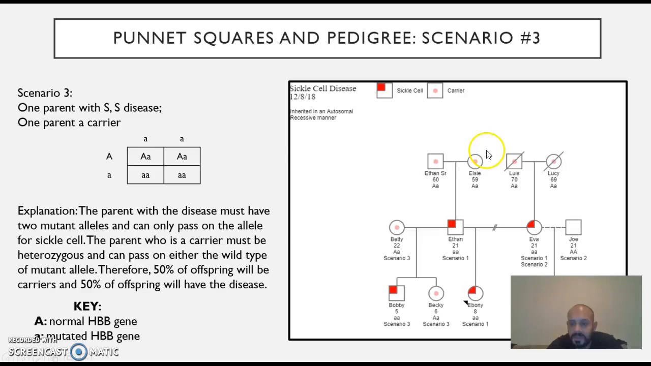Also, what I like to point out is that if you look at this inheritance pattern, we could also tell that it's an autosomal recessive inheritance pattern, and that it's not sex-linked, because you see the males and the females in equal proportion are both getting or passing on this gene and inheriting the disease. And you can also see it in most generations.